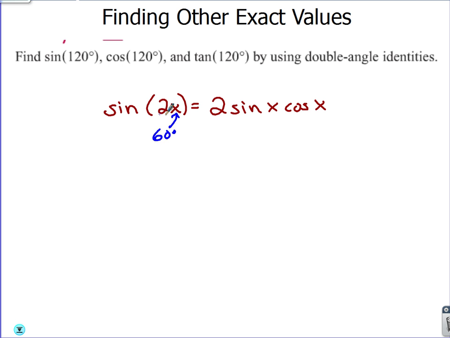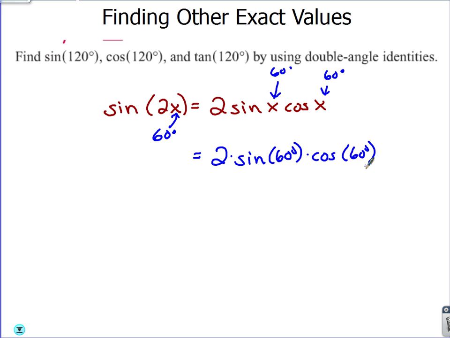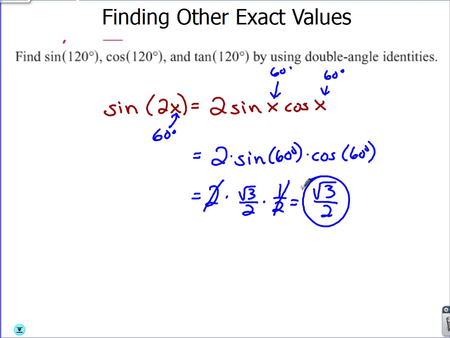60, because 2 times 60 is 120. So in order to find the sine of 120, that's the same thing as the sine of 2 times 60. So in the place of x, I'm putting 60 degrees. I'm going to do 2 times the sine of 60 times the cosine of 60. What is the sine of 60? What is the cosine of 60? And I know that 2 and 1/2 cancel each other out and give me root 3 over 2. And like I said, that's one we already knew.